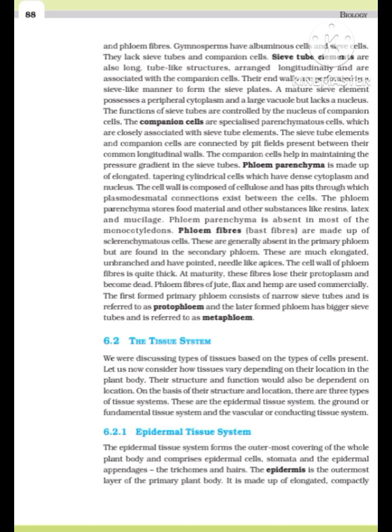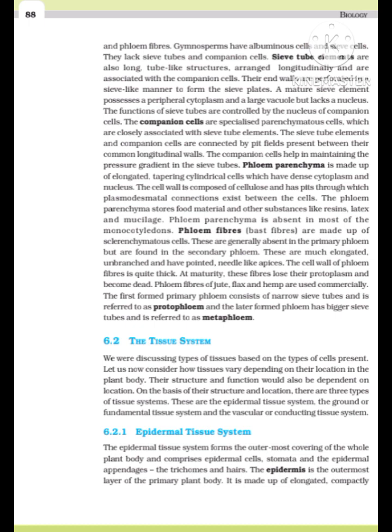Phloem fibres (bast fibres) are made up of sclerenchymatous cells. These are generally absent in the primary phloem but are found in the secondary phloem. These are much elongated, unbranched and have pointed, needle-like apices.